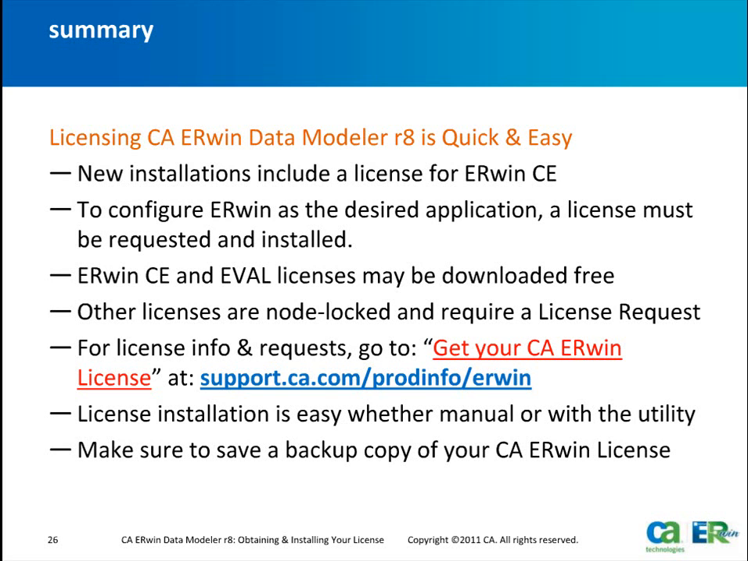In summary, we've seen that CA ERwin Data Modeler R8 is a new application with an all-new licensing strategy. After installing ERwin R8, you'll need to get a license to configure the installation as the application you want to use. Most licenses are node-locked, and for those you'll need to have a MAC address and request your license online or by calling CA Customer Care. Make sure you save a backup copy of your license file. Then you can install your license manually or with the aid of a simple utility.